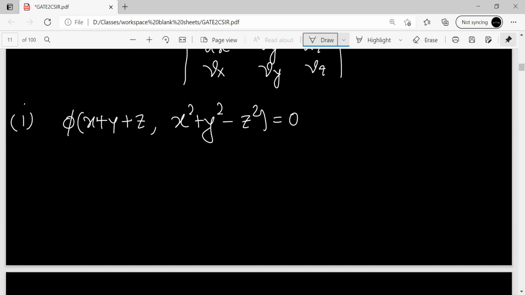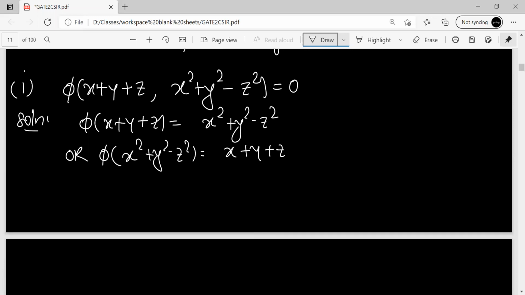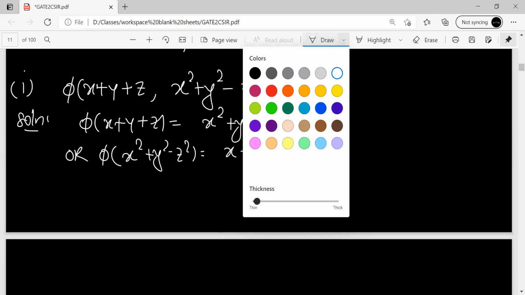That means I know that this equation you can write down in this manner. Say it is your phi of x plus y plus z. This is equal to x square plus y square minus z square. Or you can also write down phi of x square plus y square minus z square equal to x plus y plus z. Okay, these things are same. But here in our case, simply do this.